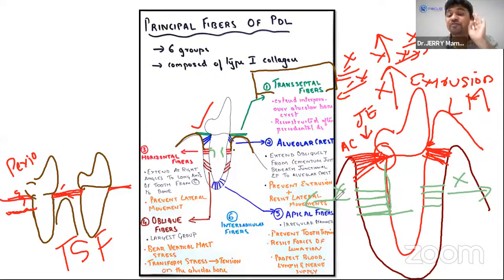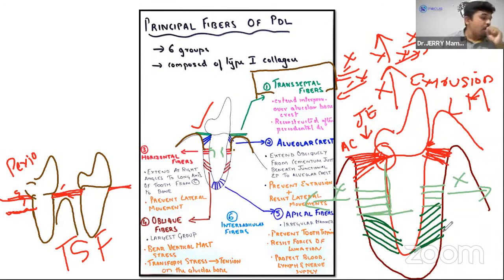Now we are moving on to the fourth one and the largest group of fibers. That is your oblique fibers. Oblique fibers are obliquely arranged on the tooth surface in the periodontal ligament space. They are obliquely arranged from the cementum into the alveolar bone.